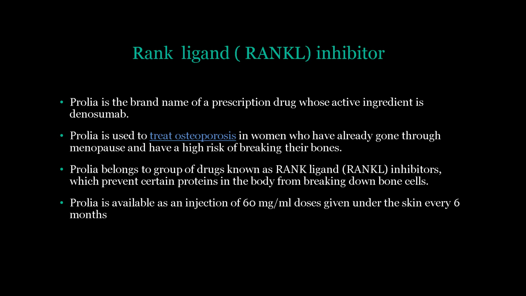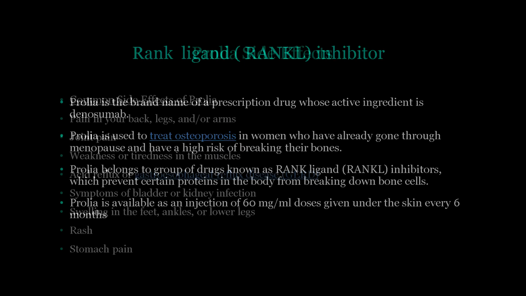Now, the next medication for osteopenia would be a RANKL inhibitor. This is also known as Prolia, which is its brand name, and its active ingredient is denosumab. It is used to treat osteoporosis in women who have already gone through menopause and have a high risk of breaking bones. It belongs to a group of drugs known as RANK ligand inhibitors, which prevent certain proteins in the body from breaking down bone cells. It is available as an injection of 60 milligrams per milliliter dose under the skin every 6 months.